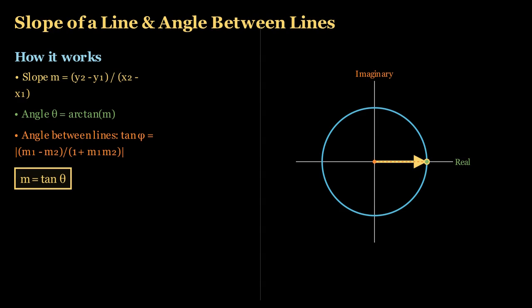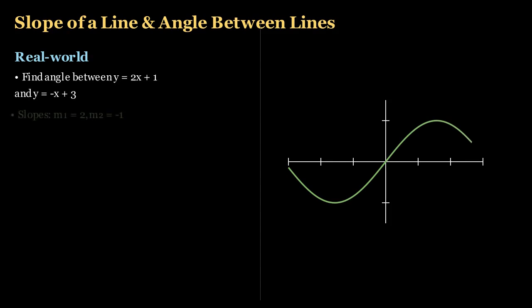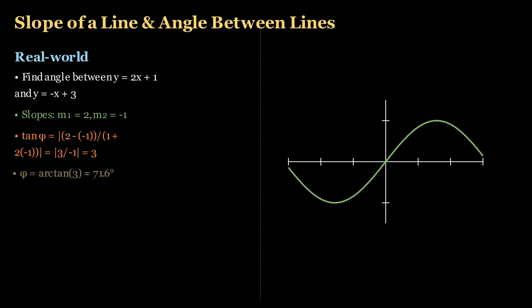The numerator is the absolute value of m1 minus m2, which is 2 minus negative 1, giving 3. The denominator is 1 plus m1 times m2, which is 1 plus 2 times negative 1, or 1 minus 2, which is negative 1. The absolute value of 3 divided by negative 1 is 3. So the tangent of the angle phi is 3. To find phi itself, we use the arctan function, phi equals arctan of 3. Using a calculator, arctan 3 is about 71.6 degrees. So the two lines cross at an angle of roughly 71.6 degrees.